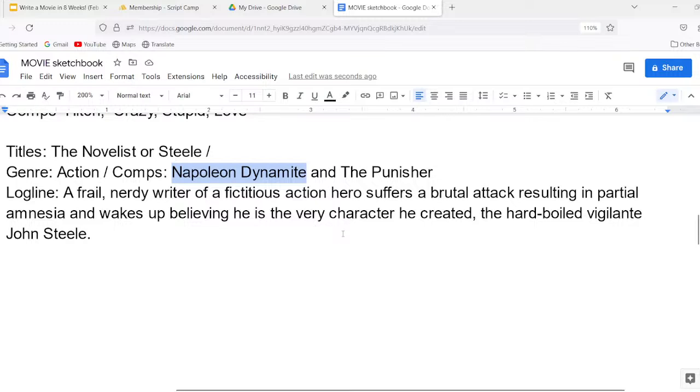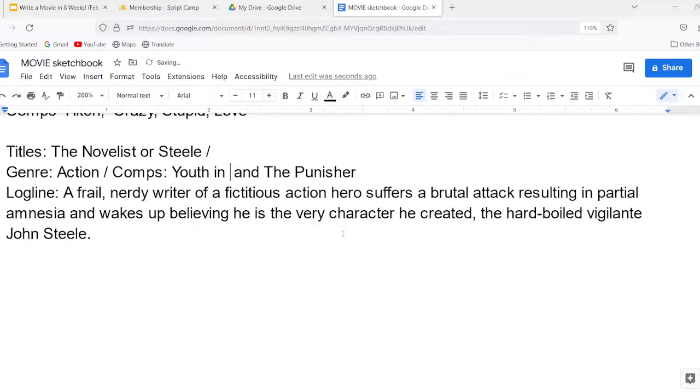First of all, I think a better comp for you would be Youth in Revolt. Have you seen that? No, I haven't seen that one. Check that out. That's with Michael Cera from 2009 or 10, I think is when that came out. And that's kind of a little bit of a similar setup. It's not too similar or anything, but if you watch it, you'll see why that's a better comp than Napoleon.